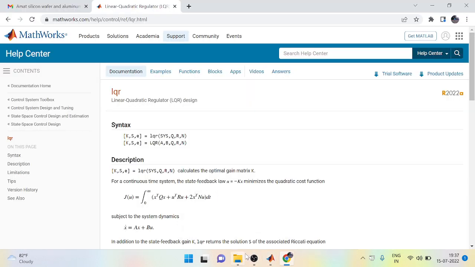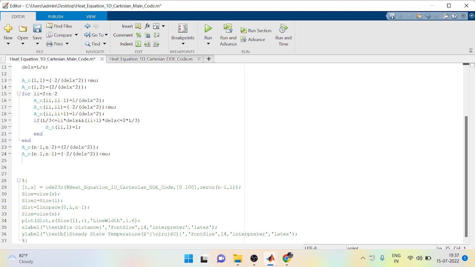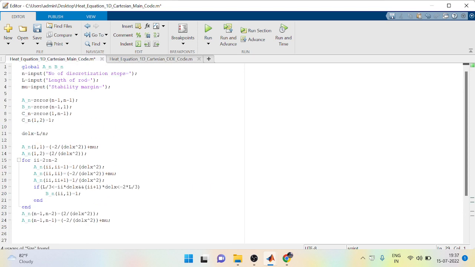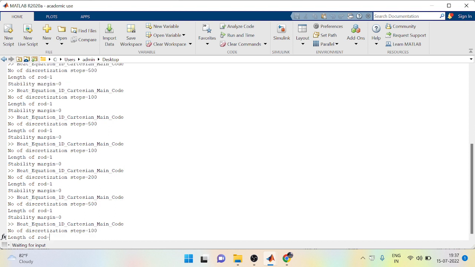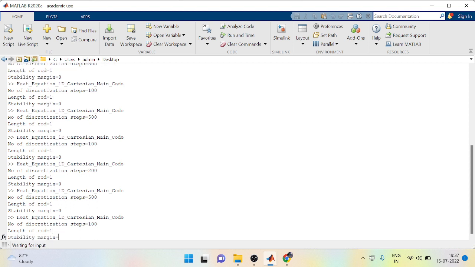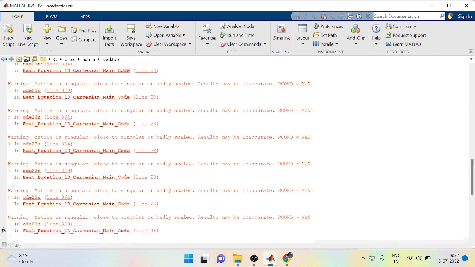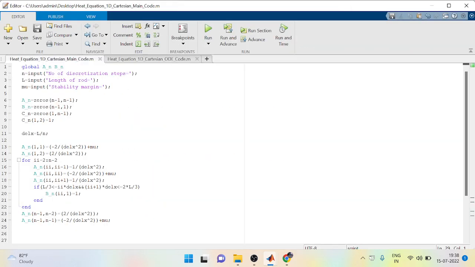Okay, I'll just try something for 5 minutes. Okay, I'll do one thing. I'll start with finite element simulation tomorrow. Let me check what will happen if we increase the stability margin. Length of the rod is 1. Stability margin is 10. Okay. So 10 is not good enough.